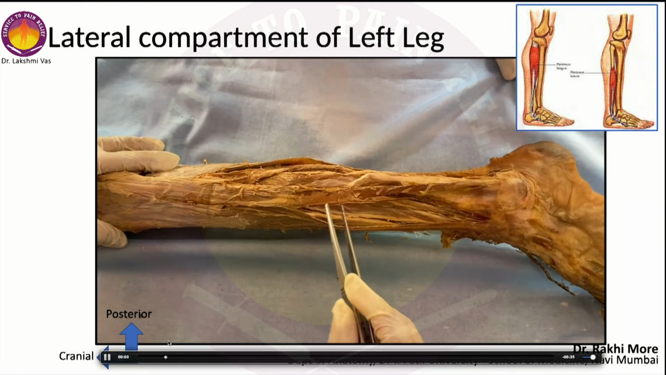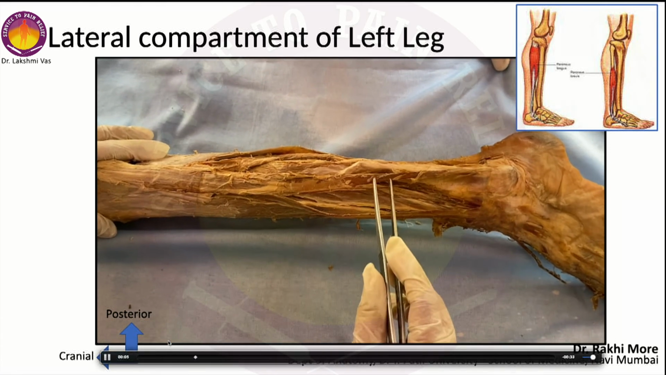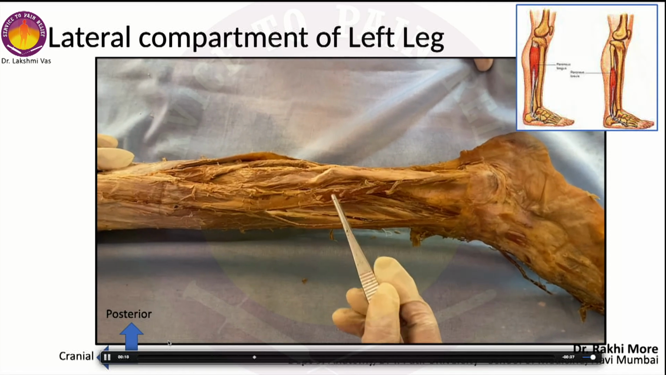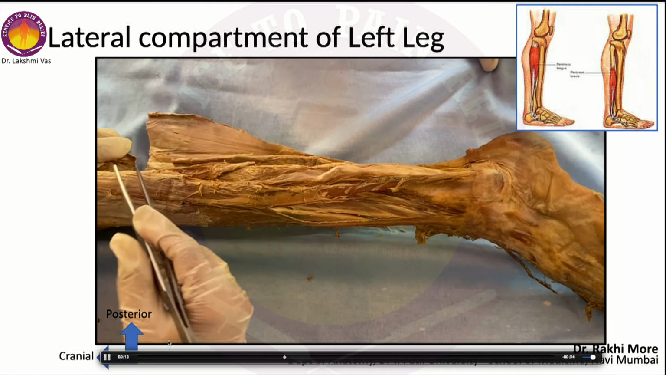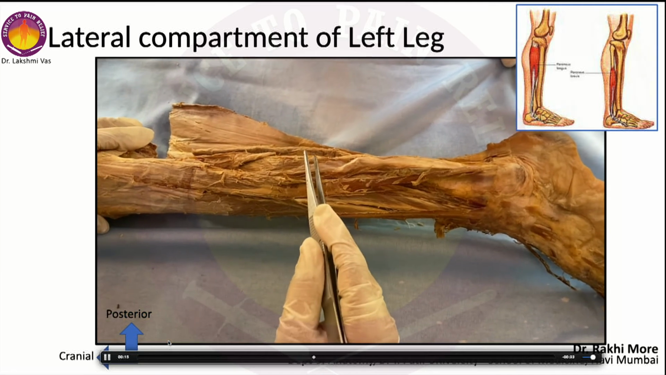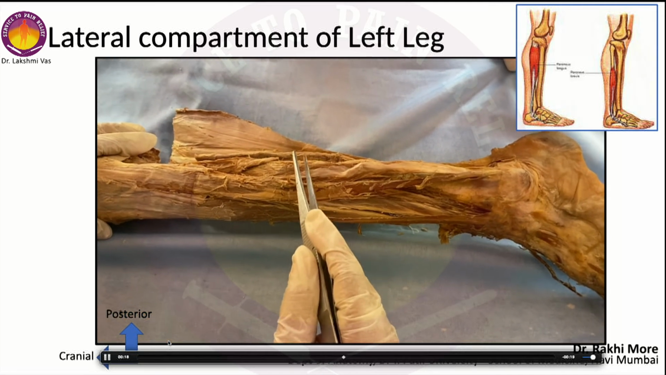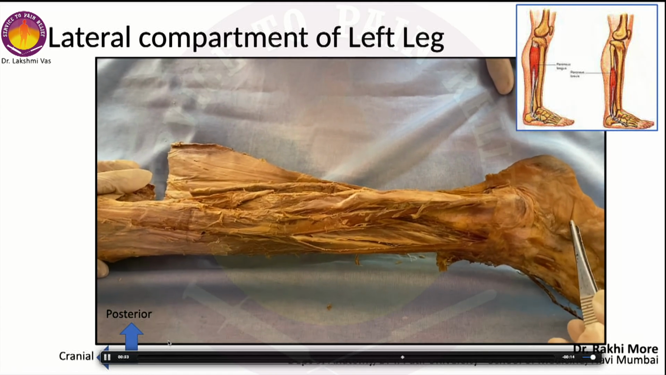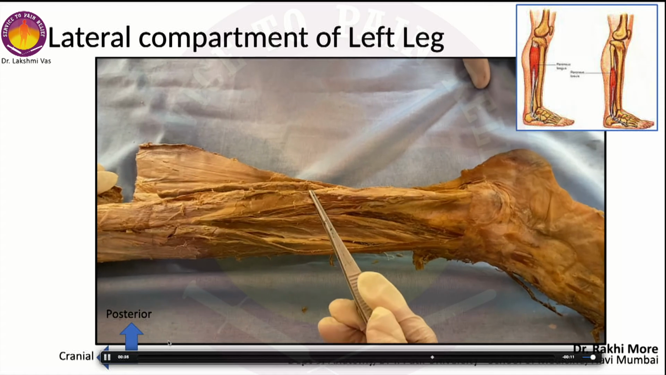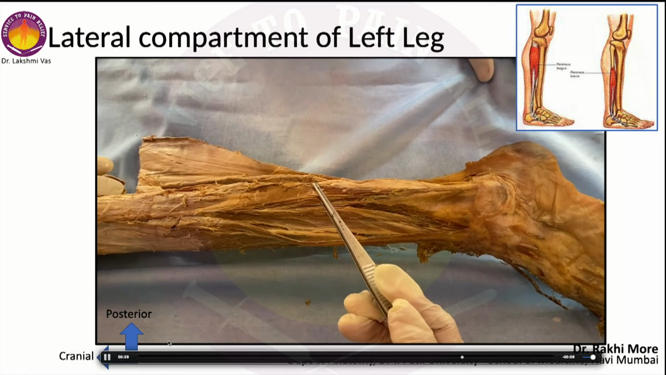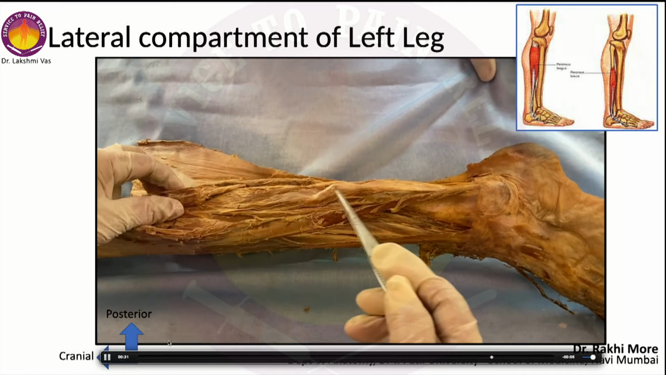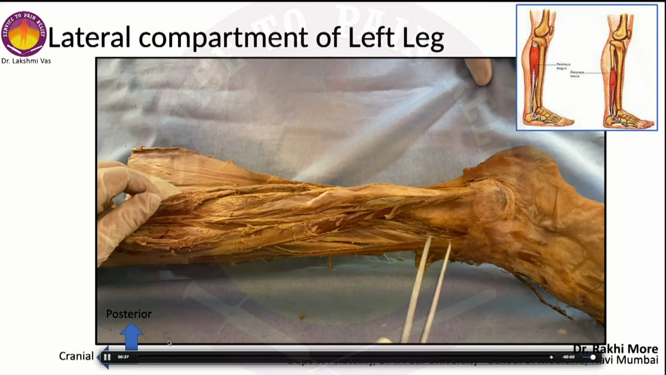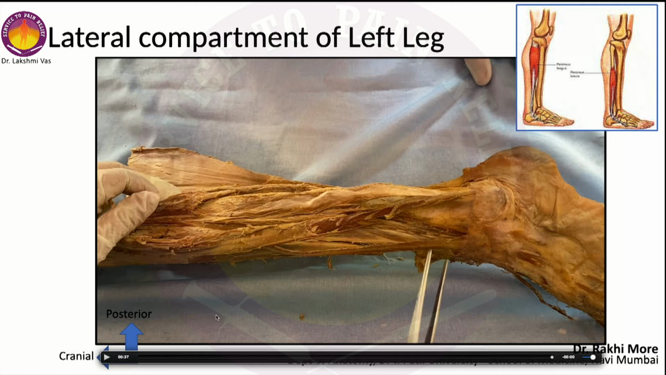Now in this video we are going to see the lateral compartment of the leg. In the lateral compartment there are only 2 muscles, that is the peroneus longus and the peroneus brevis. We can see that both these muscles take origin from the lateral surface of the fibula, and they go behind the lateral malleolus and are inserted in the tarsal bones. So here we see the peroneus longus which is superficially placed, and below it is the peroneus brevis which is placed in the deeper layer. So this was all about the lateral compartment.